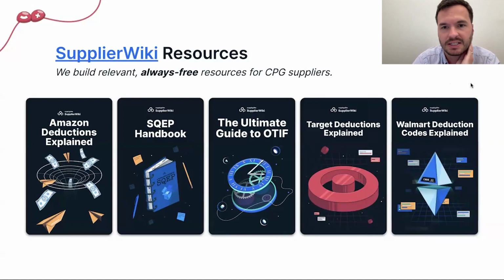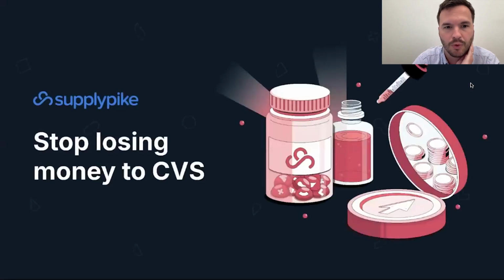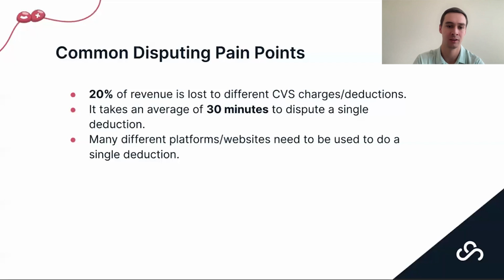And I believe the next slide is a little bit more about our product. So go ahead and take it away. Yeah, just to segue to what SupplyPike does, we've built a solution to help the disputing process for AP deductions. So if you want to stop losing money to CVS and make sure you're getting paid and not incorrectly charged, we do have a solution for that. So we'll go ahead and dive in here.